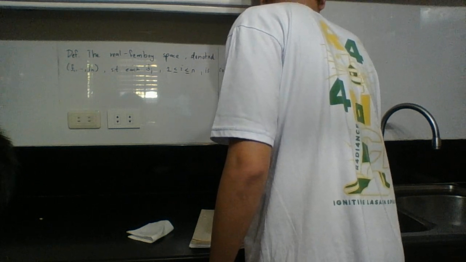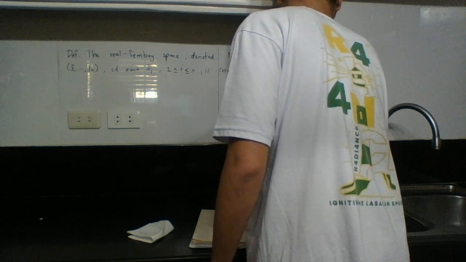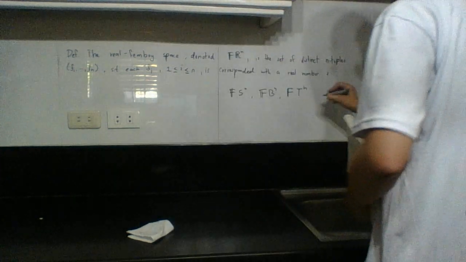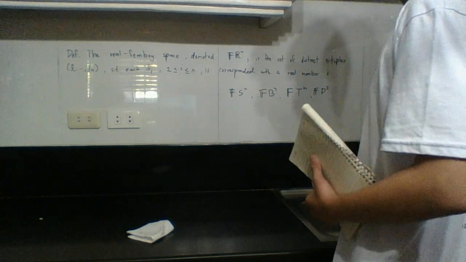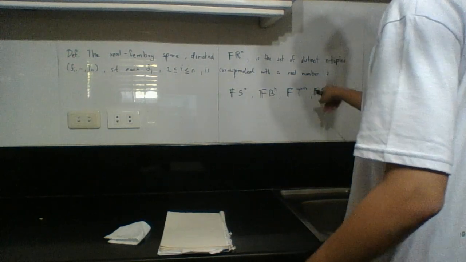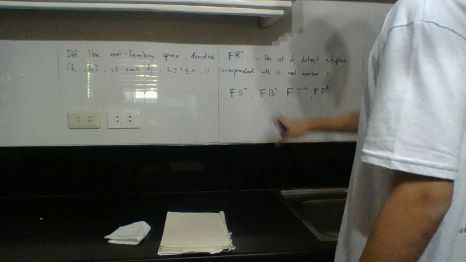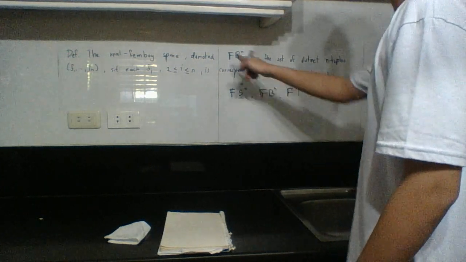And we can now revise our definition of various femboy structures, such as FSN, FBN, FTN, what else? What other femboy structures? FD2. Open and closed, by the way. Assume I'm implying both open and closed ones. Now we can think of these guys as subsets of FRN.